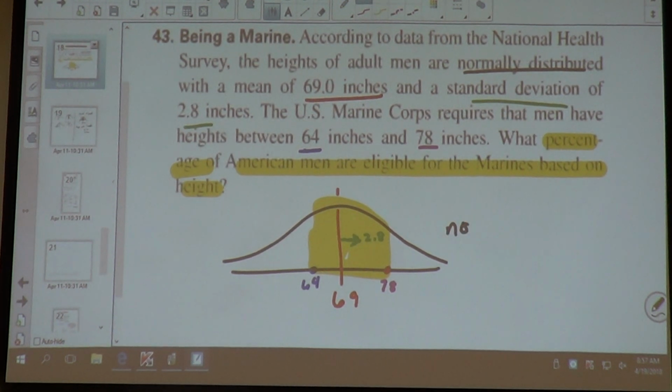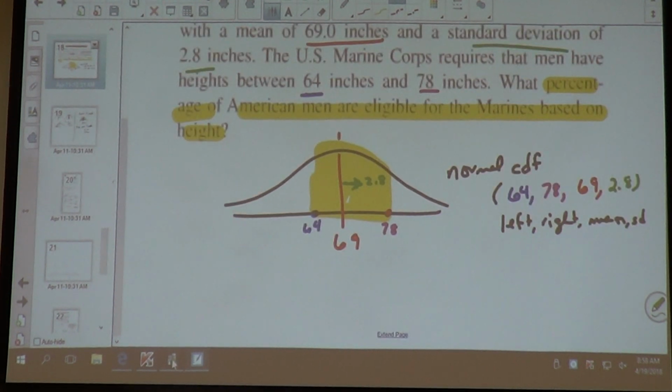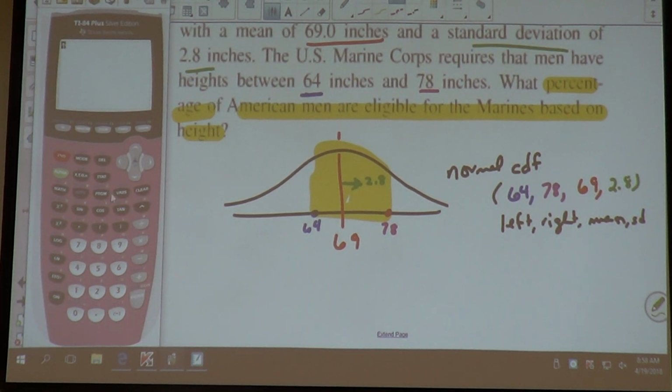So we want to do the normal CDF. So it's going to be left, comma, right, comma, mean, comma, standard deviation. So my left is going to be what? 64. What is my right going to be? 78. What is my mean going to be? 69. What is my standard deviation going to be? 2.8. So, second VARS, normal CDF, 64, 78, 69, 2.8.